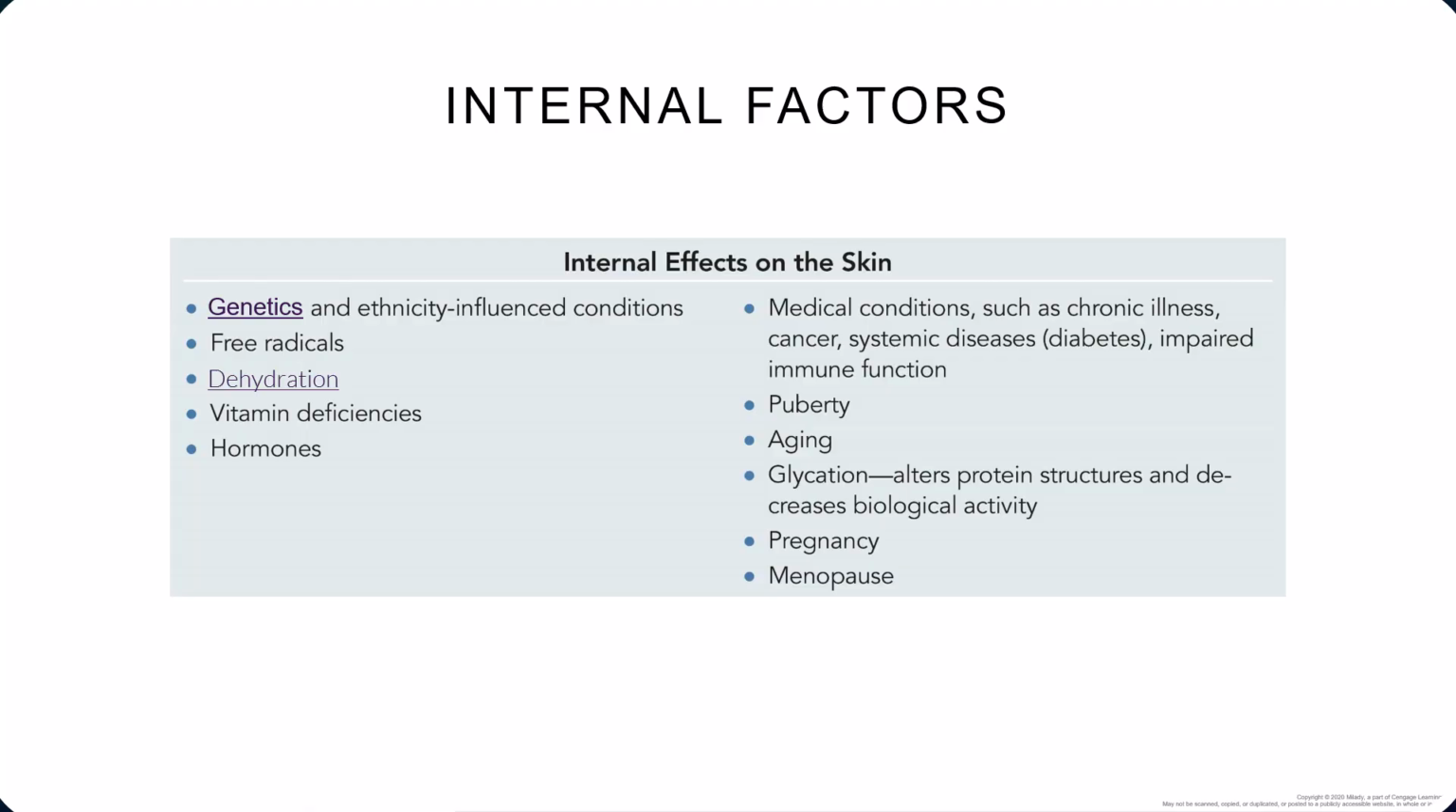Hormones sometimes can't be helped. And then medical conditions like chronic illness, cancer, systemic diseases like diabetes, impaired immune function, that might not be something that we can really help. Puberty, regular aging, glycation, which alters protein structures and decreases biological activity. Pregnancy and menopause. Menopause we can't help. Technically, I guess if you want to make an argument, you can help pregnancy, but those are just some internal factors. A lot of them aren't something that we can help prevent, but some of them you technically could.